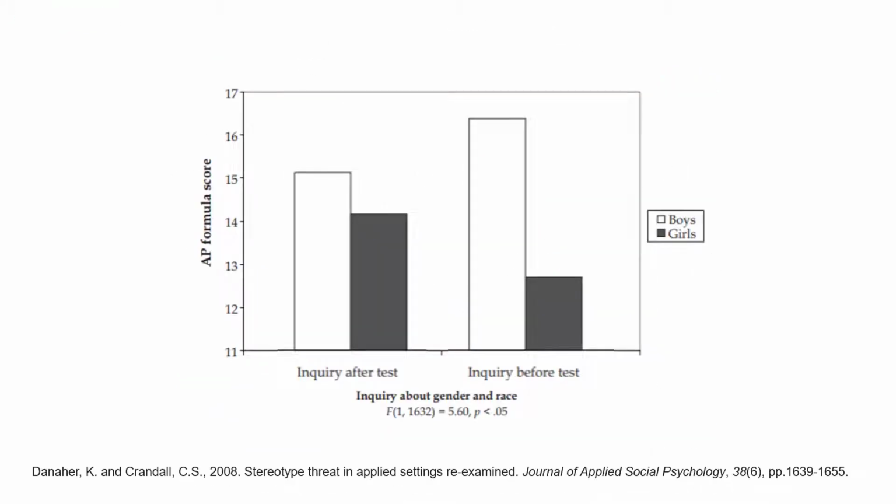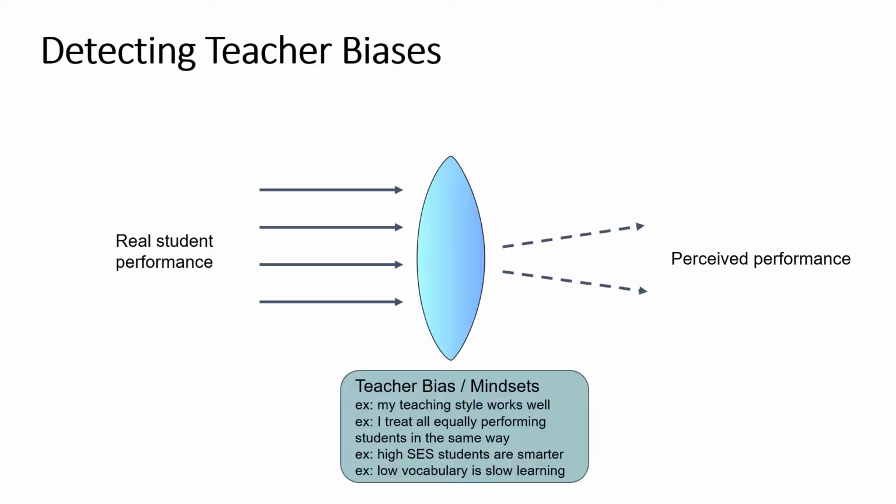For example, this graph shows a type of bias called stereotype threat. In this study, students were asked to take a math test, and there were two groups of students. One group, shown on the left, was asked about their race and gender after the test, and another group of students, shown on the right, was asked about their race and gender before the test. And you can see that the test scores of the students became biased just by them thinking about their own race and gender. And these kinds of biases also exist in teachers.